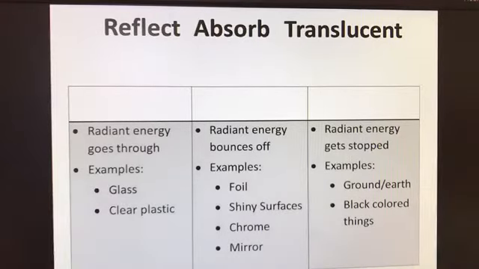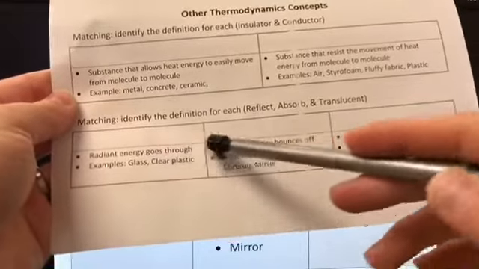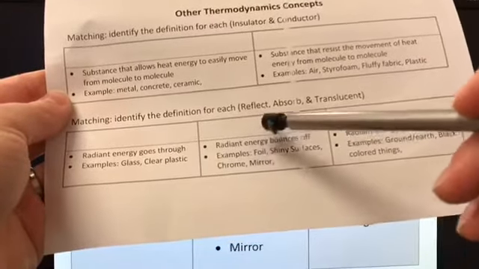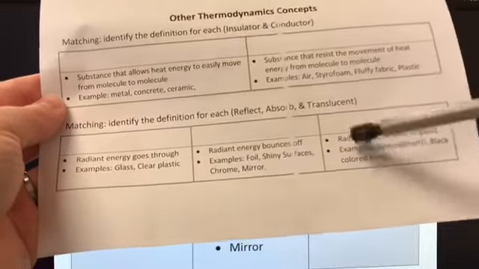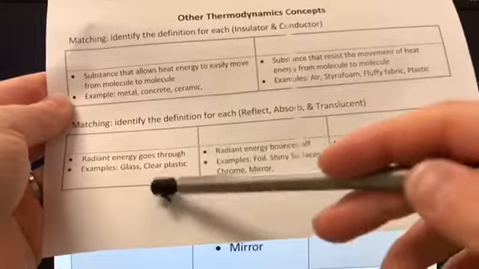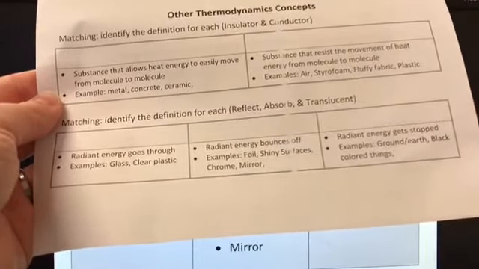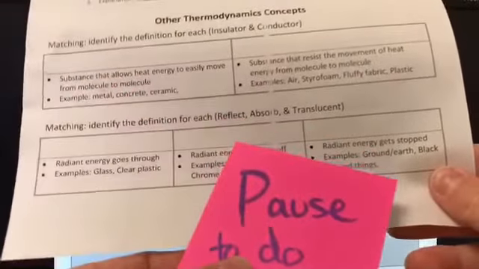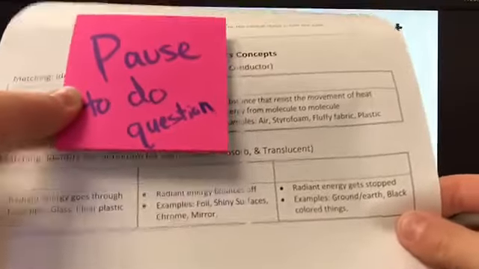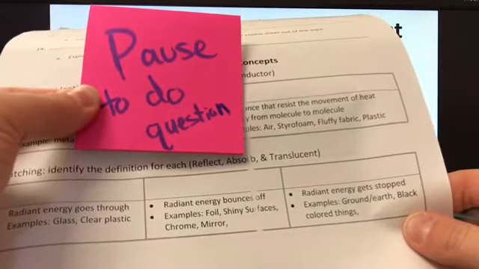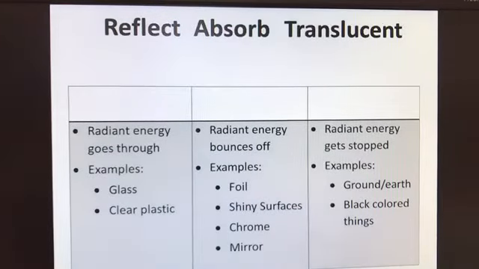All right, this is for that last section on your worksheet. Matching. So you're going to identify the definition for each: reflect, absorb, and translucent. So look at these, access your prior knowledge, consider the examples in the explanation, and identify which one is describing reflect, which one's describing absorb, and which one's describing translucent. Pause to do that. Okay, so reflect, absorb, or translucent.